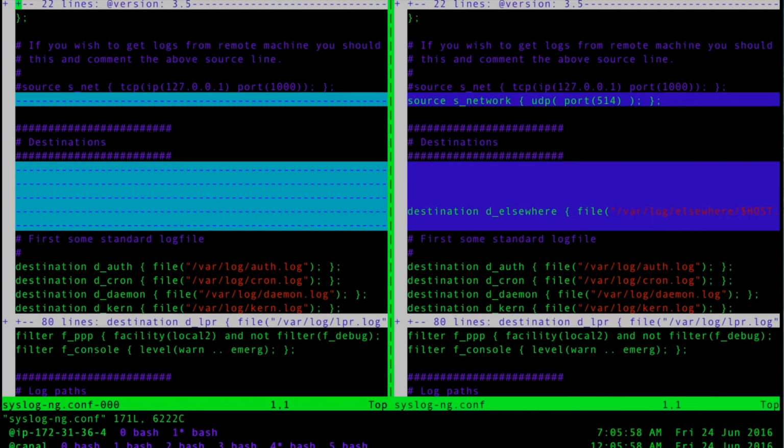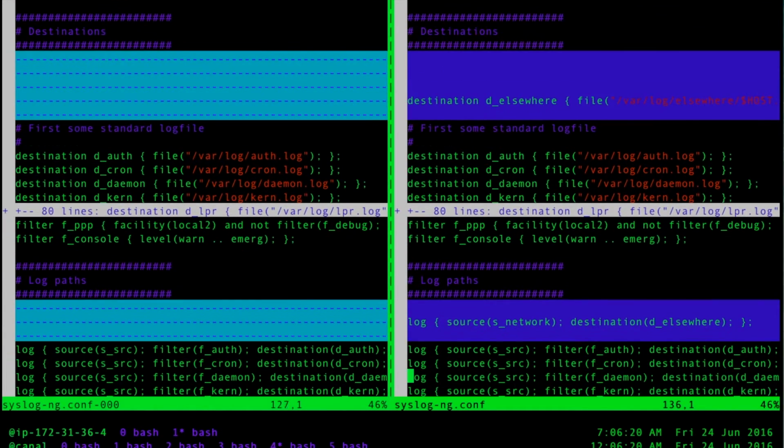Another way of viewing the same thing, visual diff, the original file on the left, the active config file on the right. There's the line with the port, the source. Here's the line a little further down right here with the destination. And then a bit further down, the log line that ties the two together.